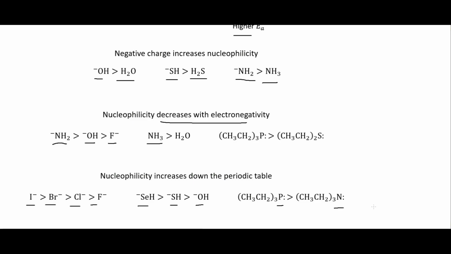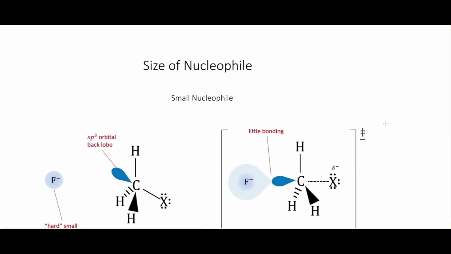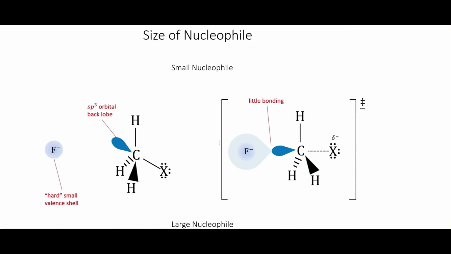And so the larger the atom, the better it's going to stabilize that transition state. And this gets into the polarizability, which I'll talk about in a few minutes, where it can hold that negative charge better because it's larger and can spread that negative charge around, which helps to stabilize it. All right, so the size of the nucleophile, as I said, is going to make it a better nucleophile.